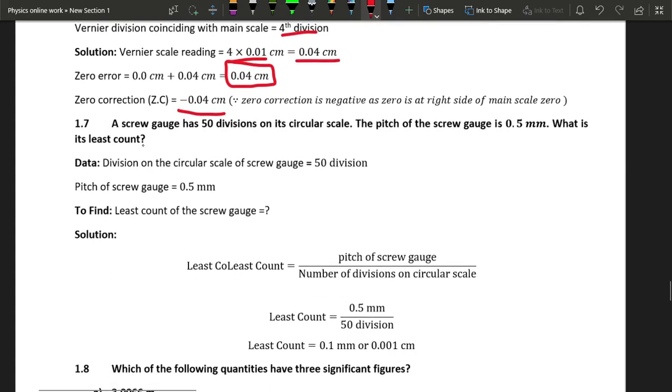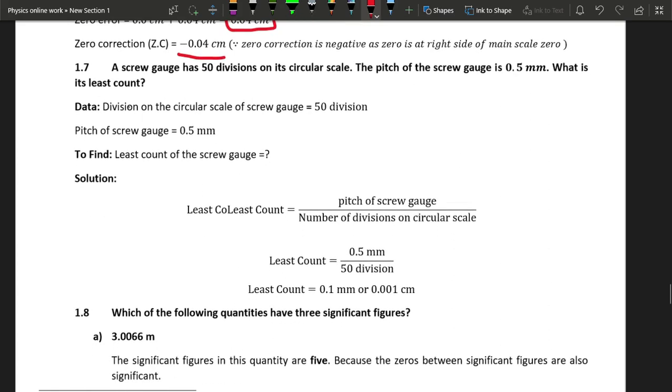Now the next question is: a screw gauge has 50 divisions, so the total divisions on its circular scale is 50. The pitch of the screw gauge is 0.5 millimeter. What is its least count? So the given data is, divisions on the circular scale of the screw gauge are 50 and the pitch of the screw gauge is 0.5 millimeter.